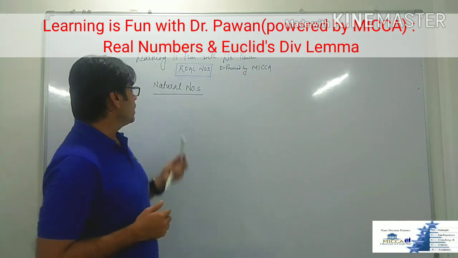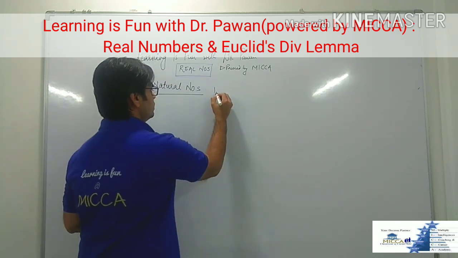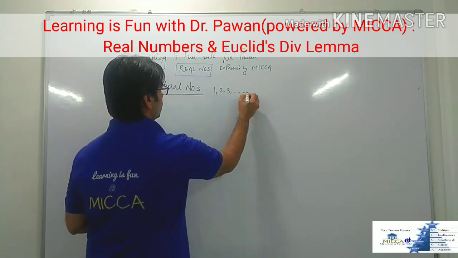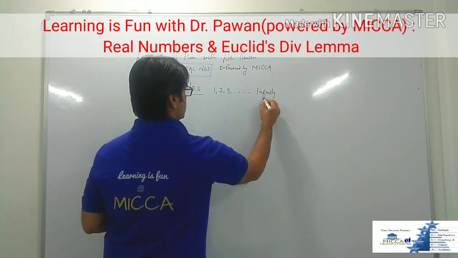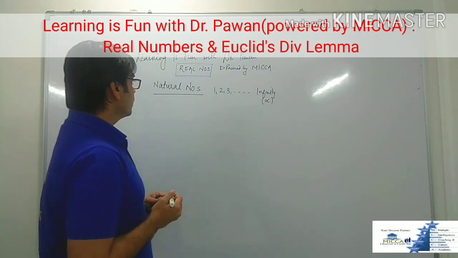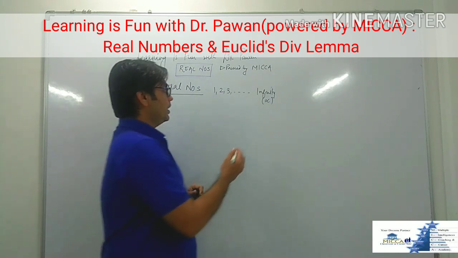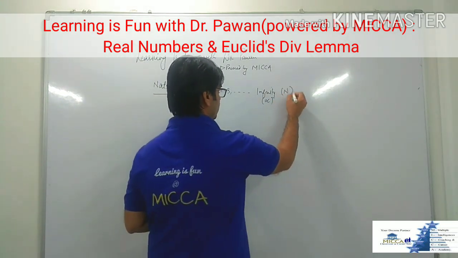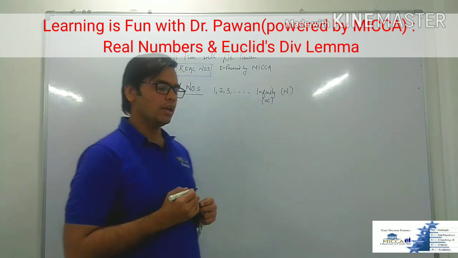So natural numbers are the set of all numbers which begin from 1, 2, 3 and go on to infinity. Infinity can also be denoted by this symbol. In general, the set of natural numbers is denoted by the capital alphabet N.